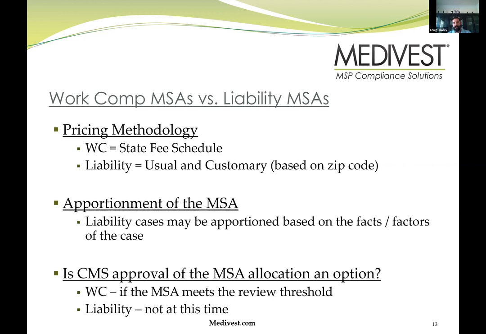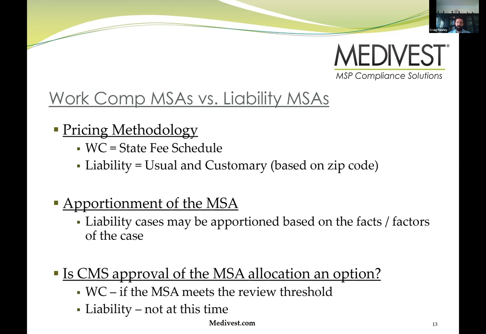So here's some of the differences between comp MSAs and liability MSAs. In a work comp case, the Medicare set aside is going to be priced based upon the state fee schedule. In a liability case, it's going to be priced based on usual and customary pricing, and that's going to be based on the zip code where that individual lives. So it's going to be real world pricing from that zip code. And one of the big differences here between work comp and liability MSAs is liability cases may be apportioned based on the facts and factors of the case.